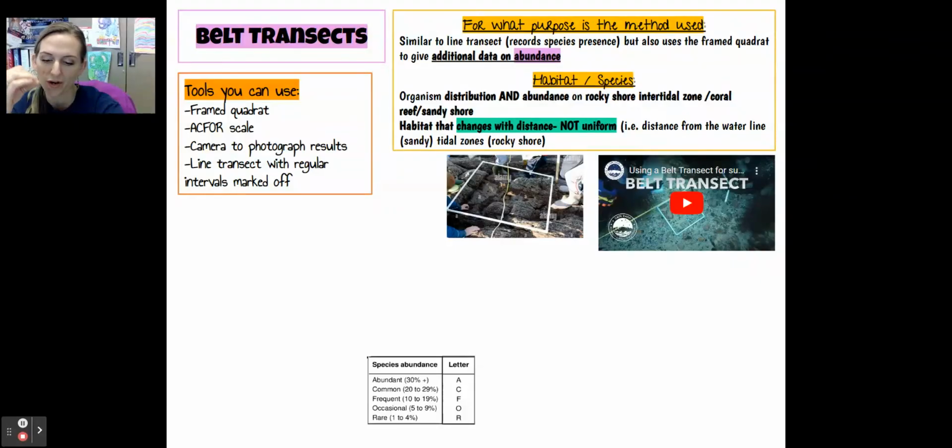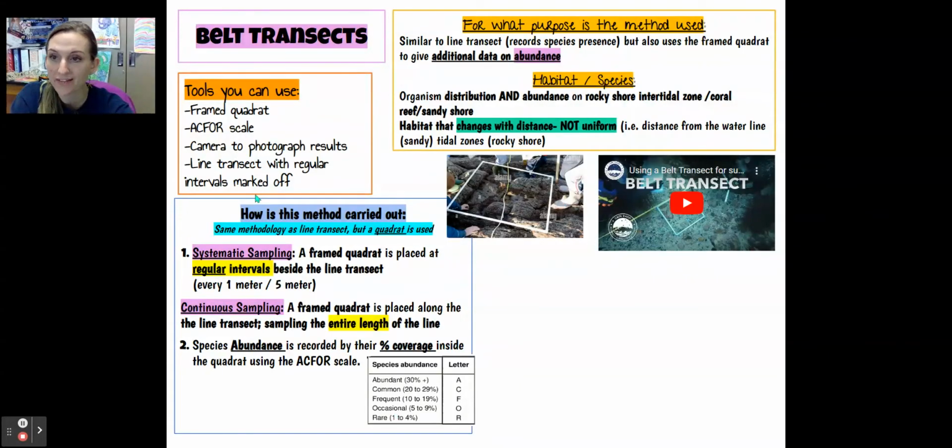You're looking for where they are located, specifically. What species are you? Where are you located? And what is your abundance? You could also use this when the habitat is changing a lot with distance, so the further away from the shore it gets, or as depth increases. This is an area that's not uniform. Uniform would be more like a muddy shore, or seagrass meadows.